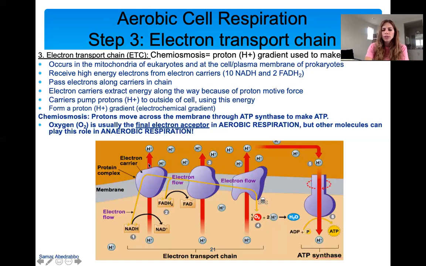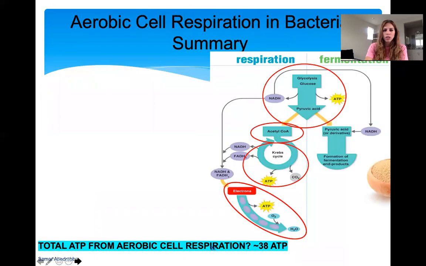But I want you to know that in aerobic cell respiration, oxygen is the final electron acceptor. In anaerobic cell respiration, it's anything that's not oxygen. It's an inorganic molecule. So that's the take-home message of the electron transport chain.